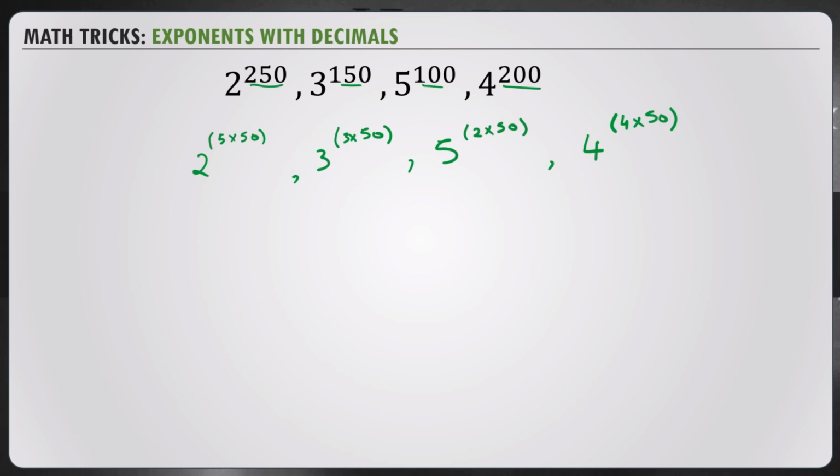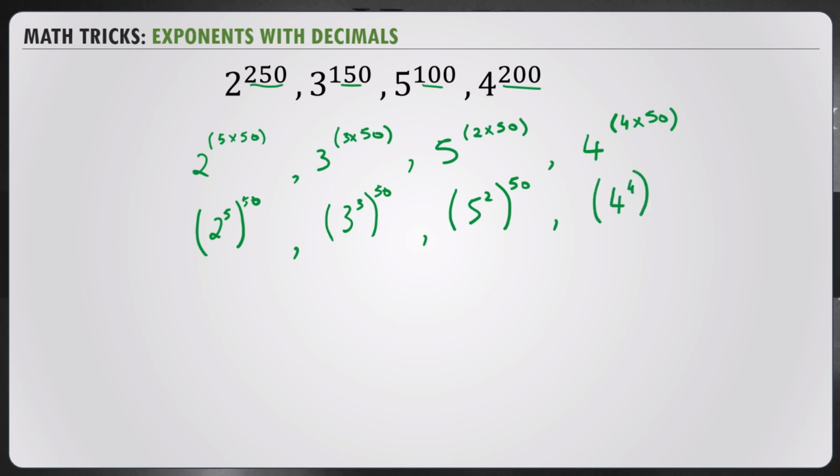We try to find a number which is divisible by all your powers here, which happens to be 50. Then we write this out as 2 to the power of 5, to the power of 50; 3 to the power of 3, to the power of 50; 5 to the power of 2, to the power of 50; 4 to the power of 4, to the power of 50. Can you see it coming out now? It's going to be very easy to solve.